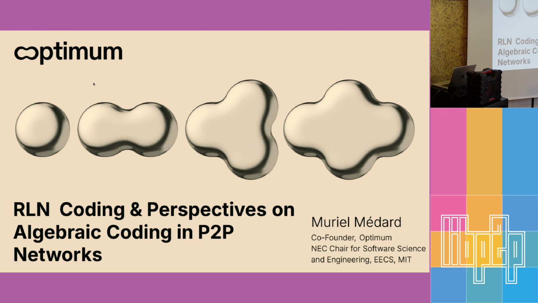And my name's Muriel, and I'm going to talk about random network coding and perspectives in general on algebraic coding in P2P networks. And you'll see towards the end why we're particularly going to look at some other types of coding that people look at doing in propagation. So I'll just start a little bit.